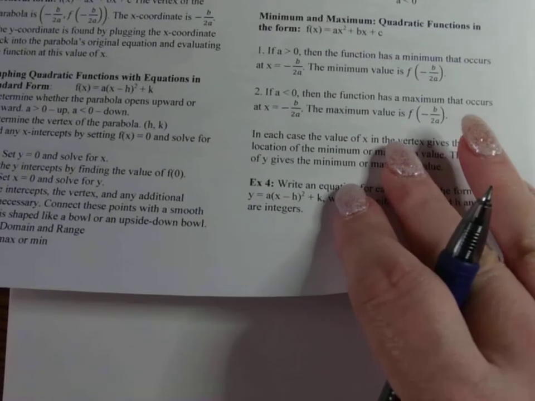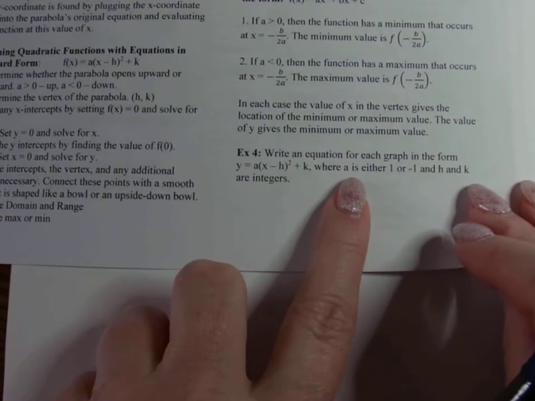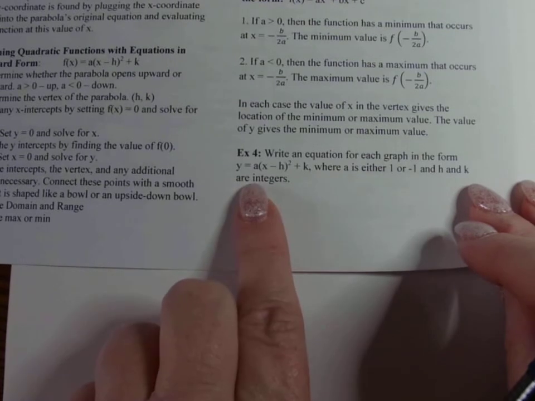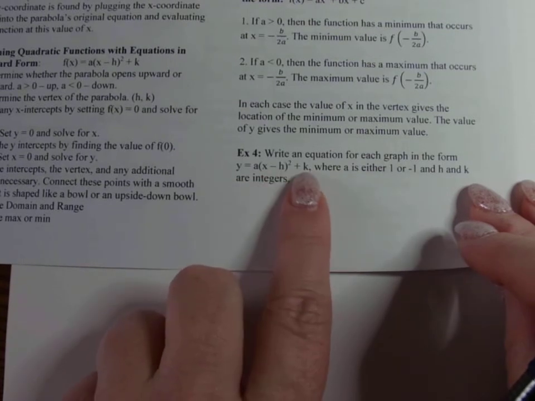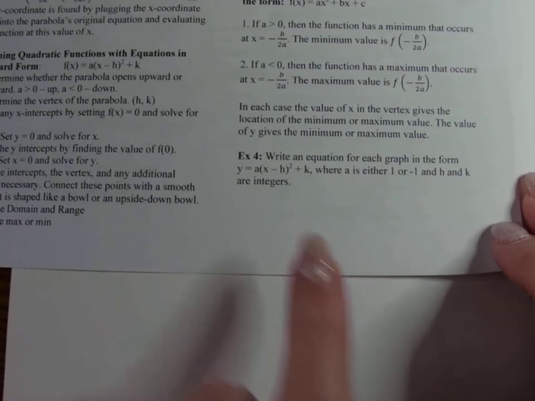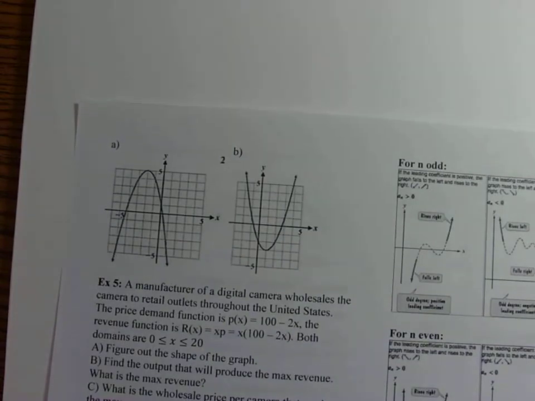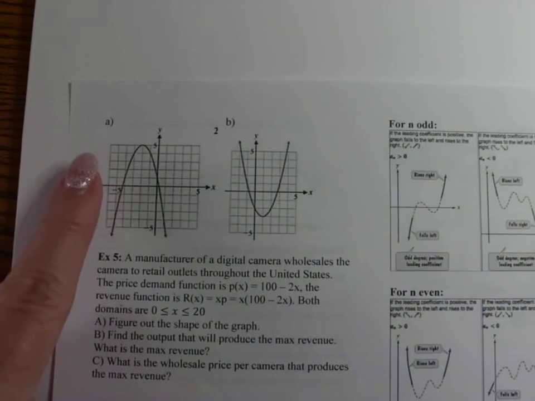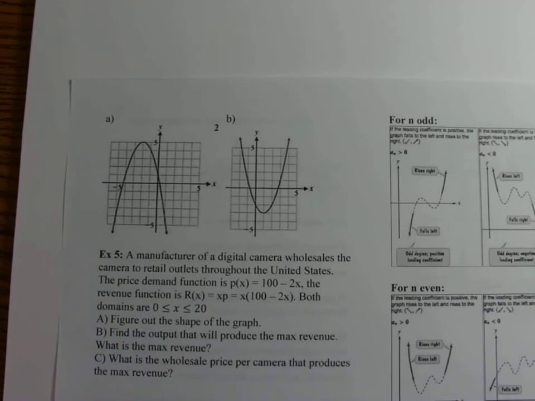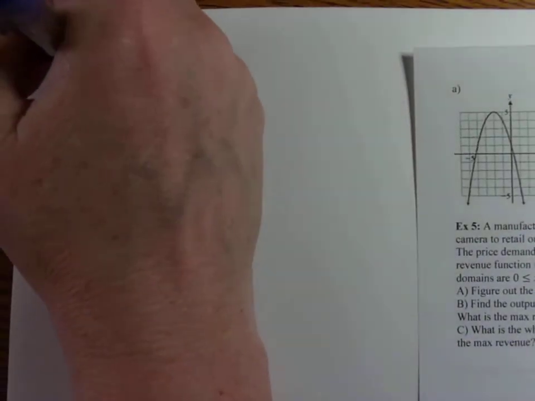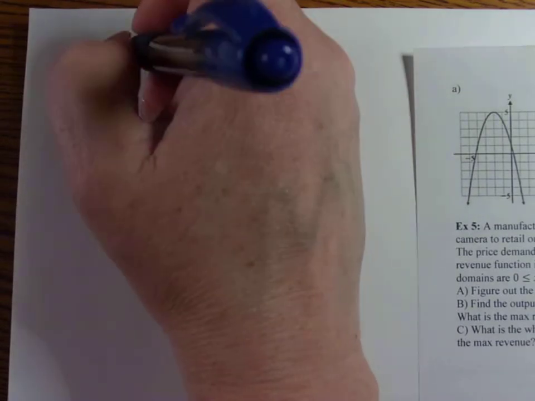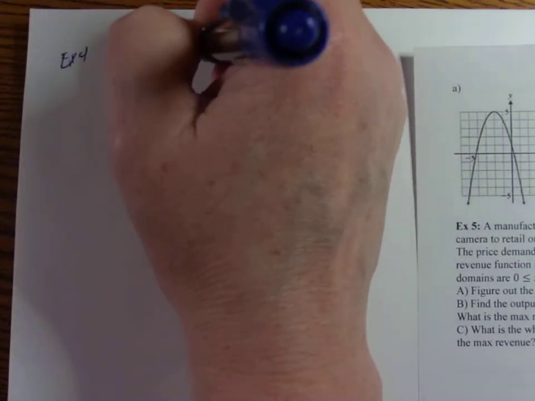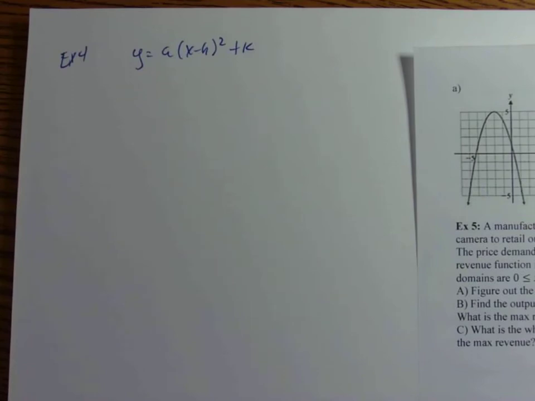All right, our next problem is on our handout, example 4. It says write an equation for each graph in the form y equals a times x minus h squared plus k, where a is either 1 or -1 and h and k are integers. All right, so for this graph, we have two graphs. We have A and B. So first one we're going to look at is A. And again, we're writing the equation as y equals a times x minus h squared plus k.